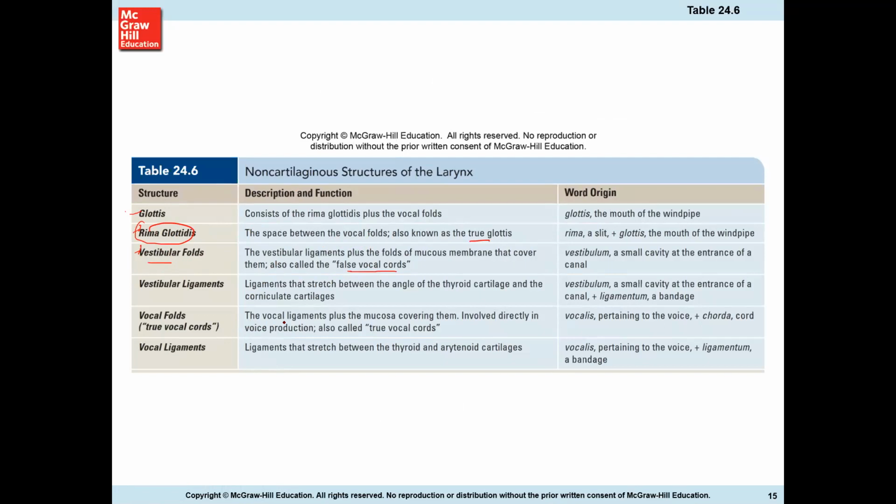Vocal folds, the vocal ligament, and these aren't muscles, these are membranes, epithelial tissue and connective tissue. So I would definitely know the true versus false vocal cords, what the glottis is, for sure.